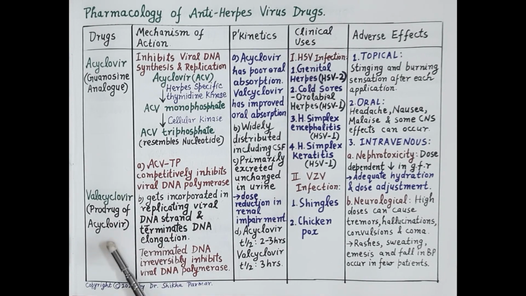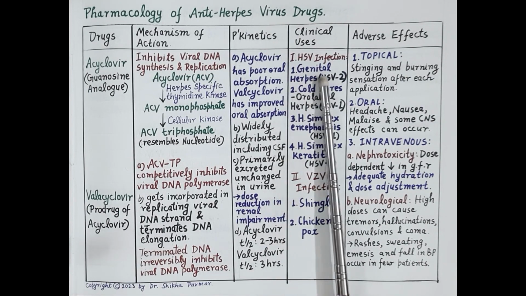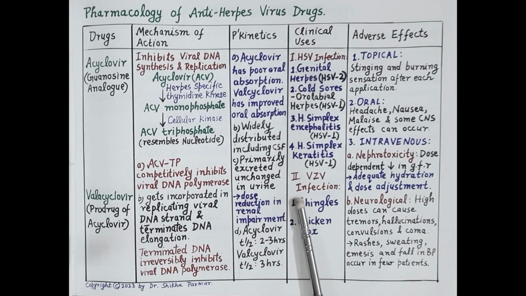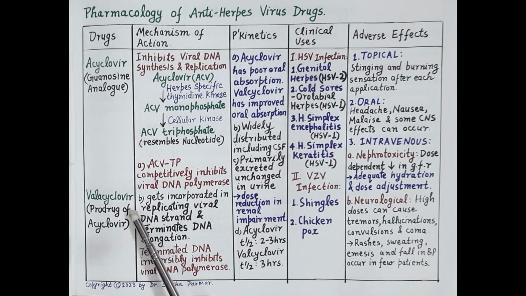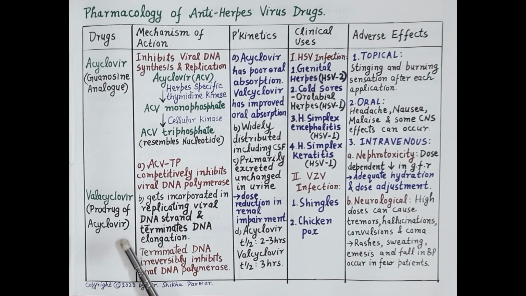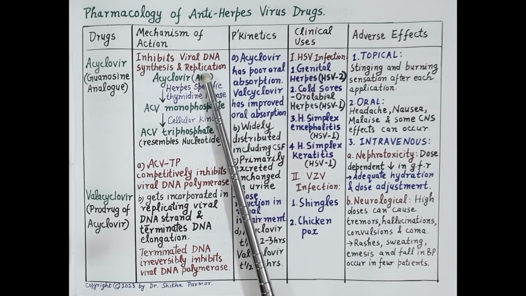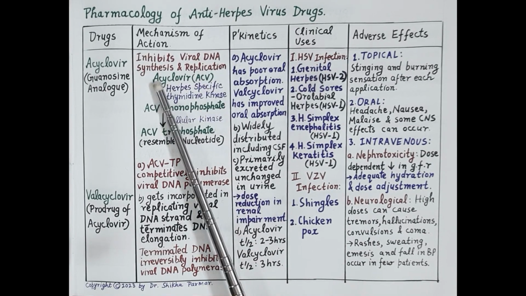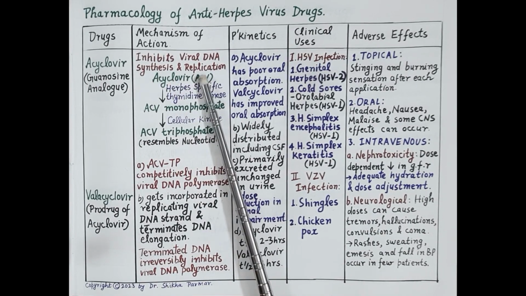Now, both these drugs are used for the treatment of infections caused by herpes simplex virus and varicella zoster virus. Oral absorption of Valacyclovir is much better than Acyclovir. Acyclovir's bioavailability is around 20%, while bioavailability of Valacyclovir is 55 to 70%. Now, Acyclovir inhibits viral DNA synthesis and viral DNA replication.